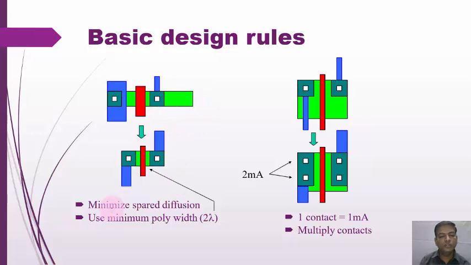Basic design rules. As we already know, the minimum diffusion and minimum polysilicon width is 2 lambda. We have already known that. Here 2 lambda is 2 milliampere. One contact is equal to 1 milliampere, so 2 contacts is equal to 2 milliampere. So we use multiple contacts. Here we have taken 1 contact, here we have taken 2 contacts.